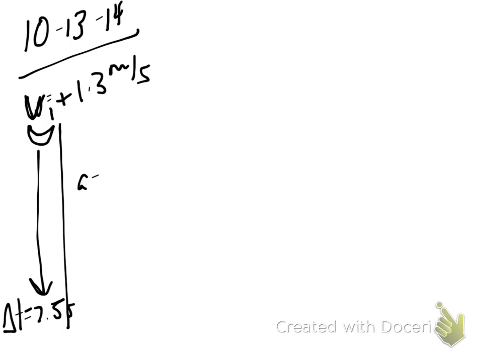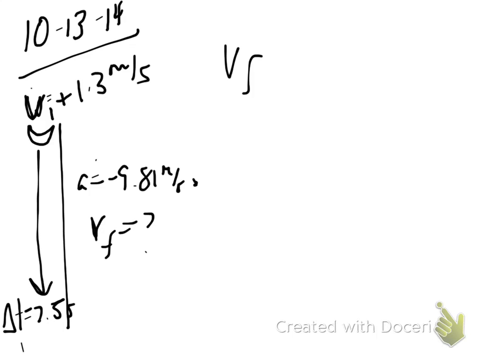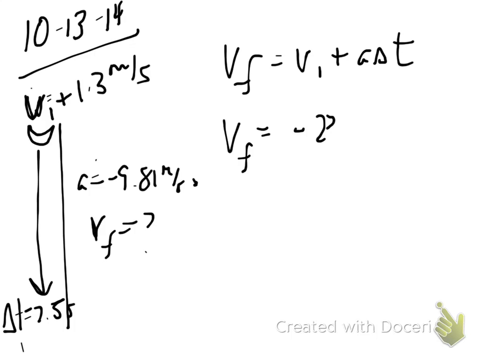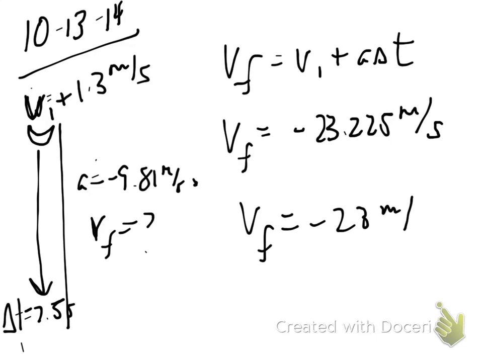So we know acceleration is negative 9.81 meters per second squared. So we've got VI, A, delta t, and we would like to have VF. Well, that gives us VF equals VI plus A delta t. And you don't even have to rearrange anything. You plug it in. Your raw answer is negative 23.225 meters per second. And with sig figs, your final velocity is negative 23 meters per second. So straightforward and simple enough.